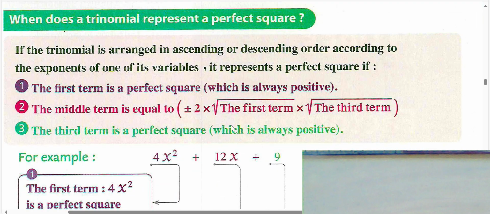We have three properties. The first term is a perfect square, which is always positive. And the middle term is equal to positive or negative 2 times the square root of the first term multiplied by the square root of the third term. Number 3, the third term is a perfect square which is always positive.